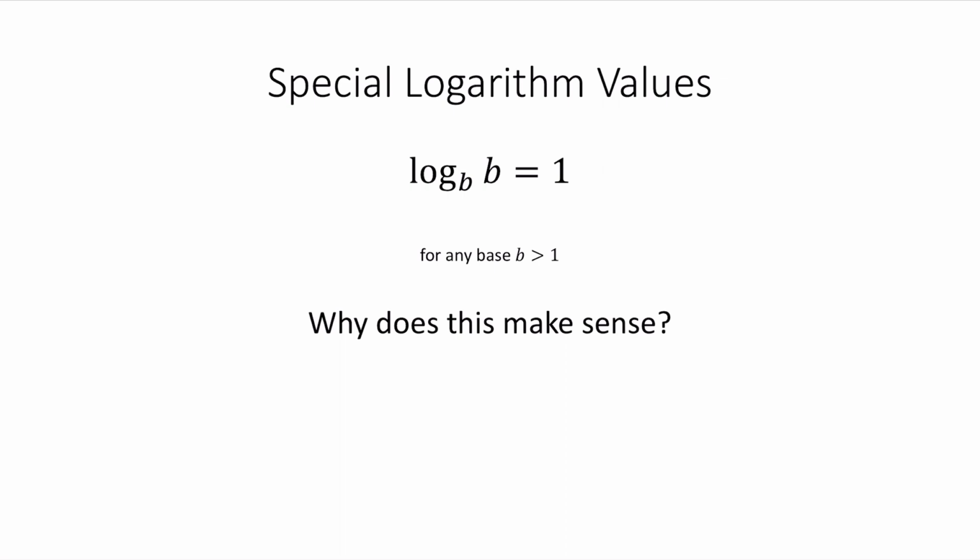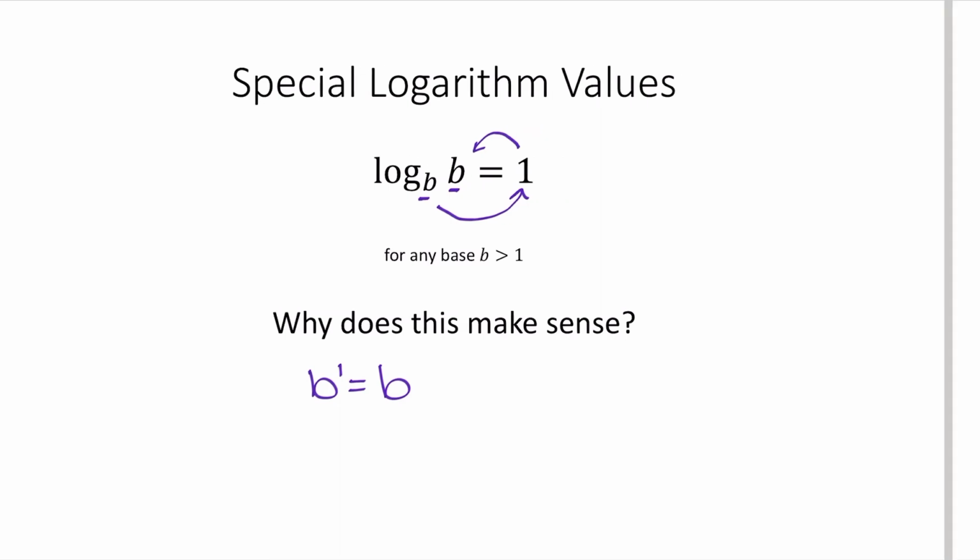We also have the log base b of b. So if the base matches the number that we're taking the logarithm of, if we rewrite this, we can see that that makes sense why it's equal to 1. We have b to the 1 equals b, because remember any number to the 1 power equals that number itself.